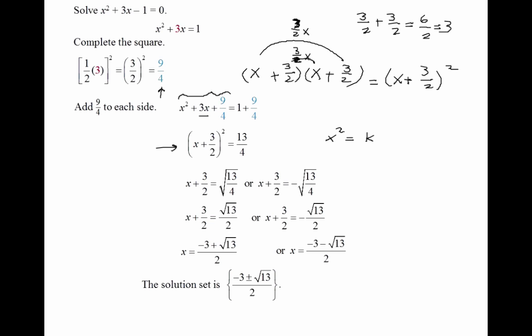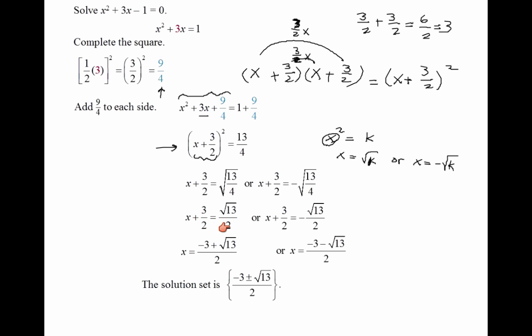Recall, if x squared is equal to k, x would be equal to square root of k, or x would be equal to minus square root of k. So in this case, your x is this expression, x plus 3/2. So you would write x plus 3/2 is equal to square root of, this is your k, 13/4, or x plus 3/2 is equal to minus square root of 13/4.